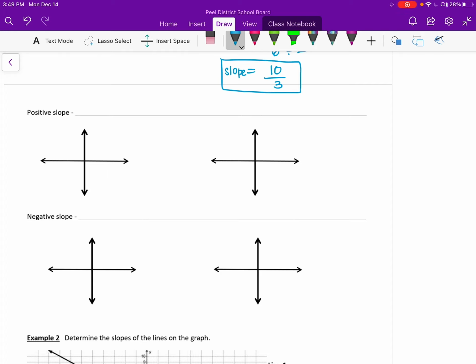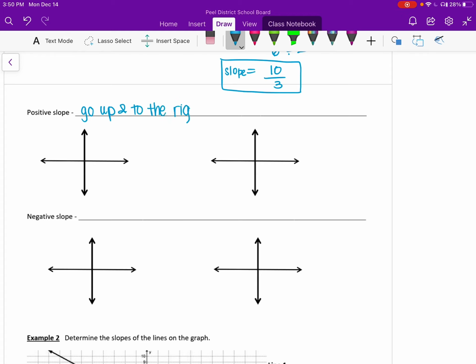That's how you find that first relation. What we're going to be doing now is talking about what a positive versus a negative slope is. So when you're given slopes, they're either positive or they're negative. Positive slopes go up and to the right.